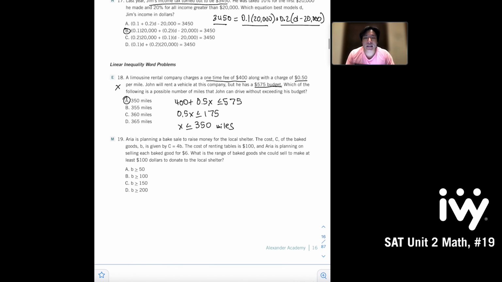Okay, question 19. Ari is planning a bake sale to raise money for the local shelter. The cost C of the baked goods B is given by C equals 4B. The cost of renting tables is $100, and Ari is planning on selling each baked good for $6. What is the range of baked goods that she could sell to make at least $100 to donate to the local shelter? So, setting up the equation, we have revenue minus cost should be our profit.